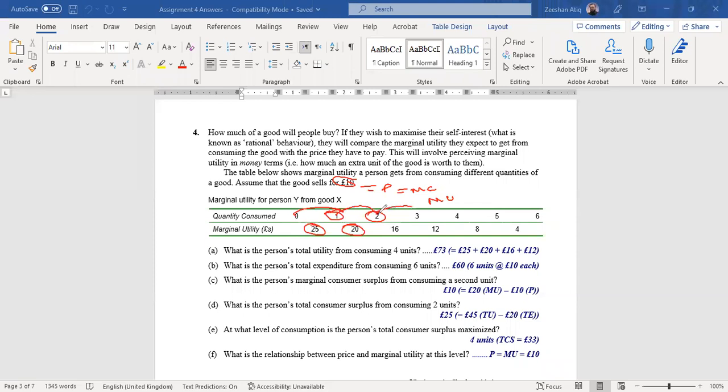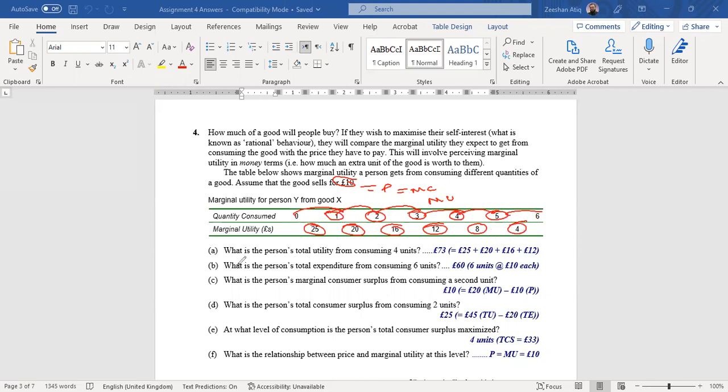From the second unit to the third unit, you are willing to pay just 16 pounds. Again, your willingness to pay is falling for the third unit. From the third to the fourth unit, your willingness to pay has fallen further, to 12. From the 4th to the 5th unit, it is 8. From the 5th to the 6th unit, it has fallen further to 4.